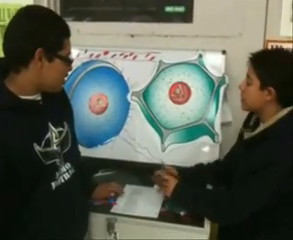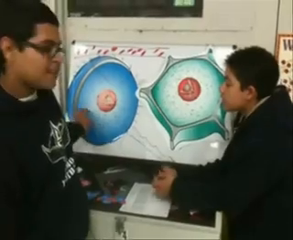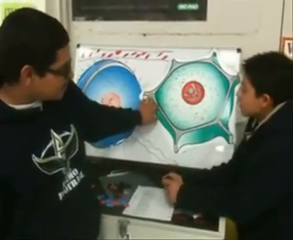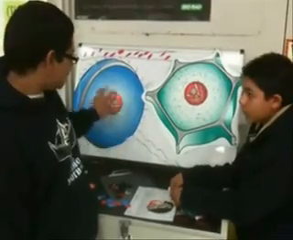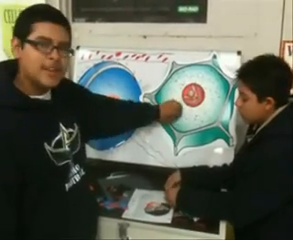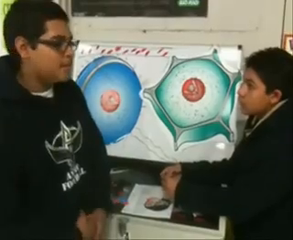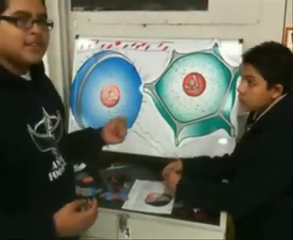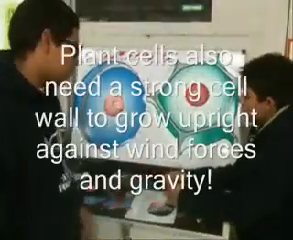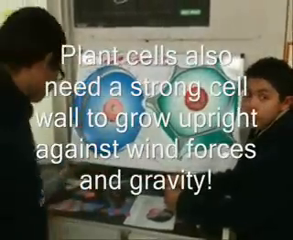It's stiffer, and this one has to be more flexible. This one's more flexible, this one's stiffer. Because if too much water is trying to get into the cell, this one would pop. Like this one would pop, because you put water on a plant so it can grow. So it has the cell wall, so it won't overflow with water.